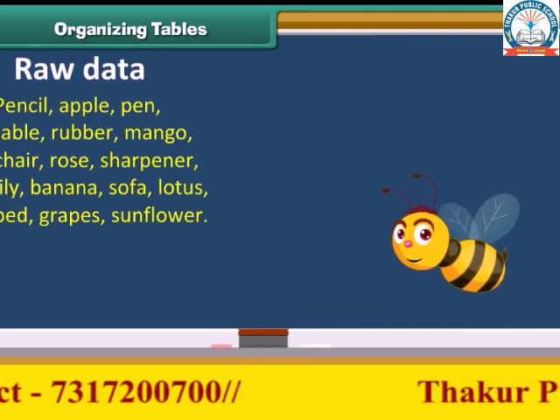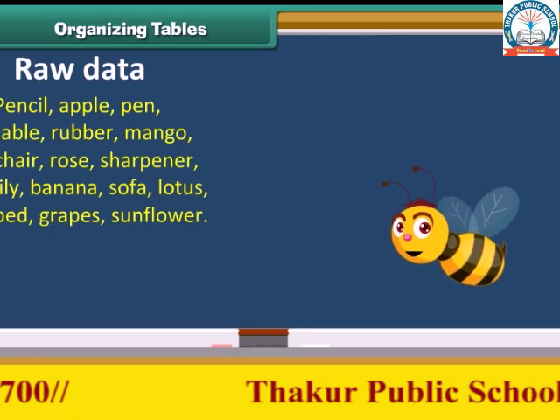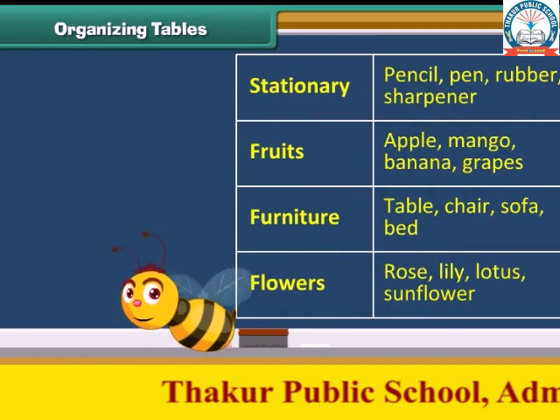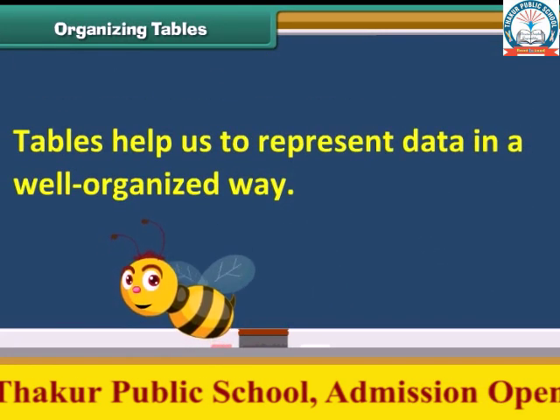The given data represents a raw data. We can arrange this data properly by using a table. Tables help us to represent data in a well-organized way.